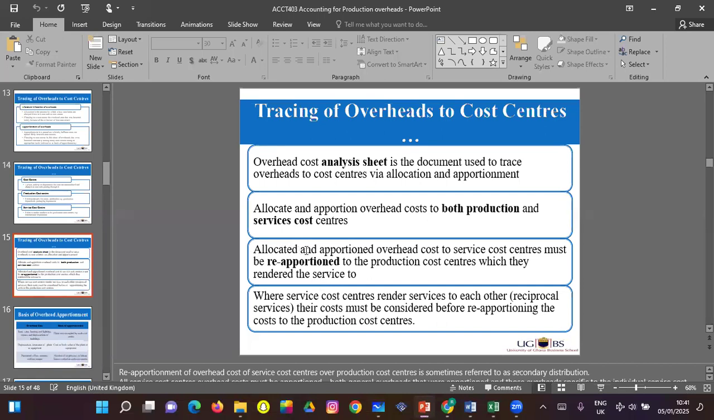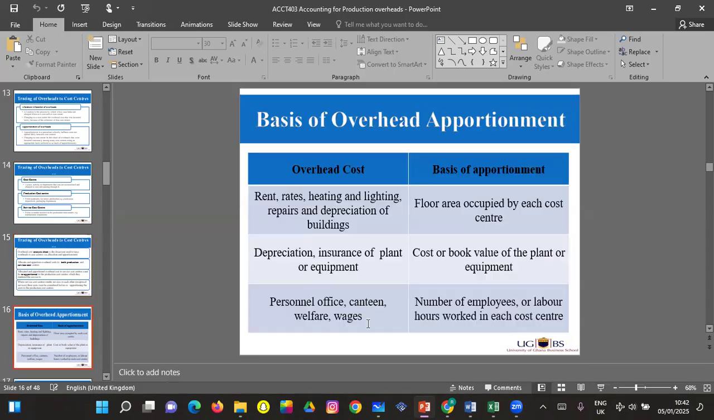Then allocated and apportioned overhead cost to service cost centers must be reapportioned to production cost centers which they render service to. So when you apportion overhead to service cost centers, because service cost centers offer service to the production department, you have to reapportion them to the production department, and we will see some very soon. Where service cost centers render service to each other, we call them reciprocals, and their cost must be considered before reapportioning the cost to the production cost centers.